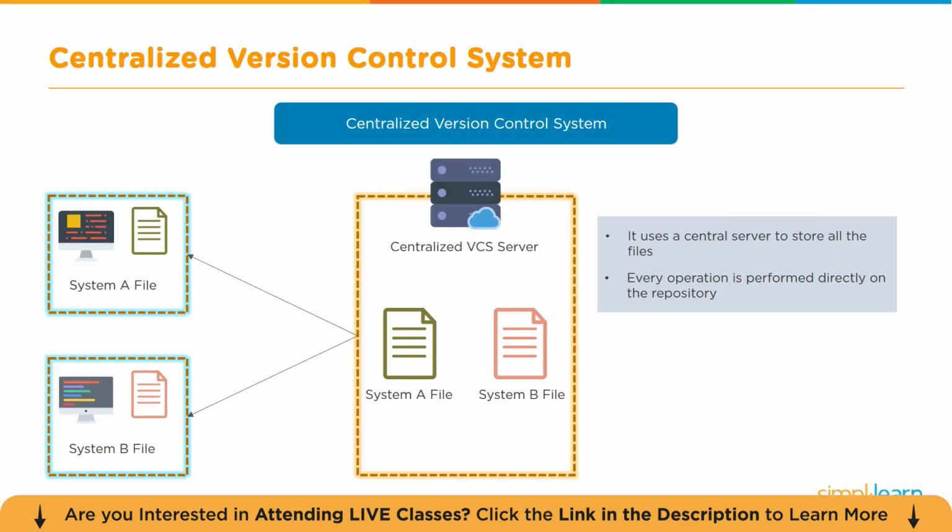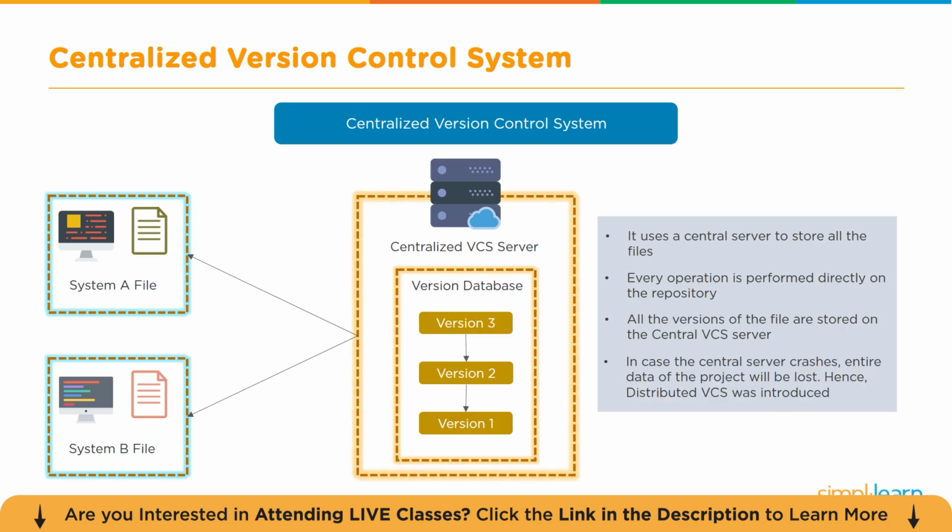So a centralized version control system has a central server where all the files are stored, and everybody has to check in and check out from that centralized server, and all of the versions are managed within that server environment. The problem is that if that central server crashes, which doesn't happen very often, but it can happen, you end up losing all of your files.